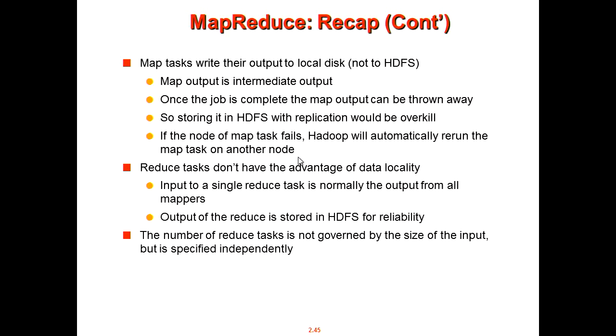But the reduce tasks don't have the advantage of data locality, because the input of a reduce task is obtained from the map output instead of the original input data. The input to a single reduce task is normally the output from all the mappers. The output of reduce is stored in HDFS for reliability and also for chained MapReduce jobs. The number of reduce tasks is not governed by the size of the input, but specified by the users, by us. We need to decide a good number of reducers.